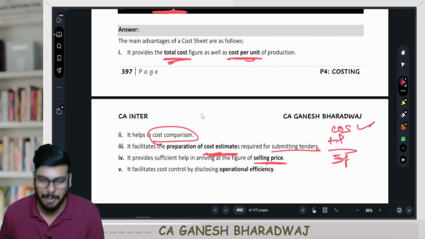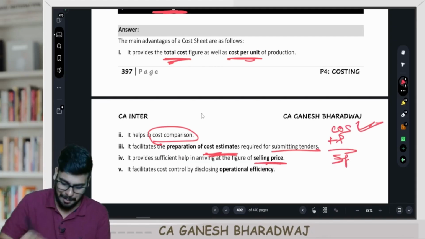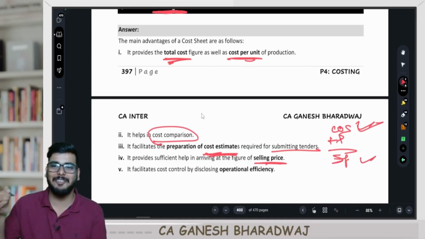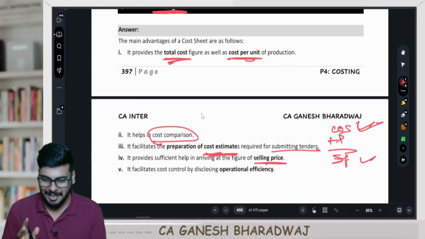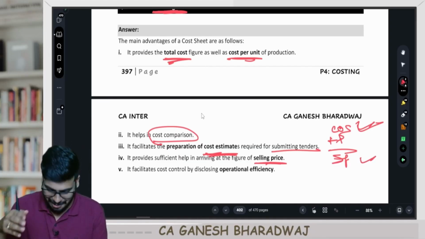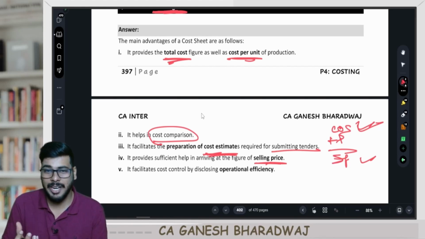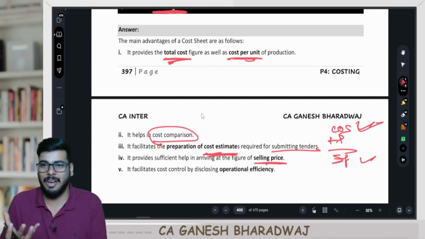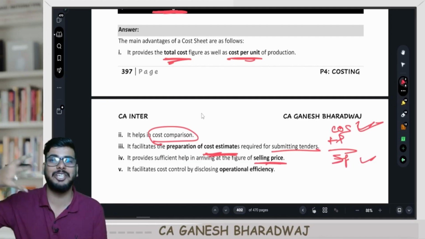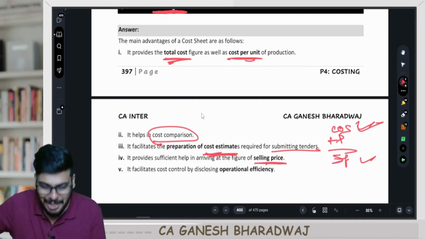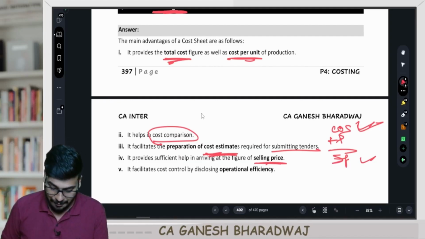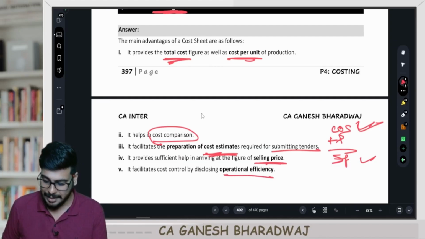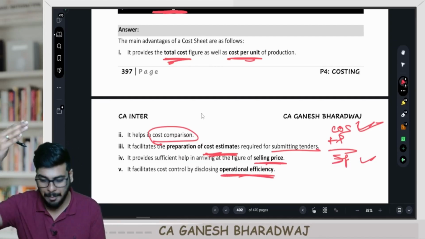Correct? For cost of sales, they have mentioned 1 point. Correct? Then for selling price, they have mentioned 1 point. Meaning, how to make something big out of nothing, you should learn from this. That is how to create a storm in a teacup. They say this idiom, right? You know that. Nothing is that. Out of that, you will project as if it is something great. You should learn it only from this question. It facilitates cost control by disclosing operational efficiency.